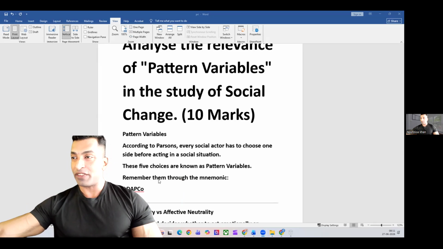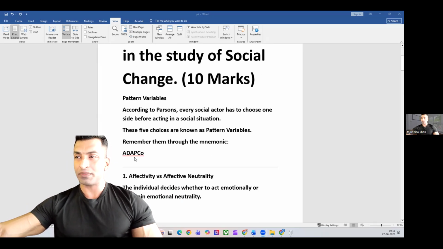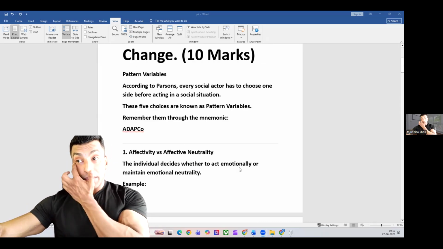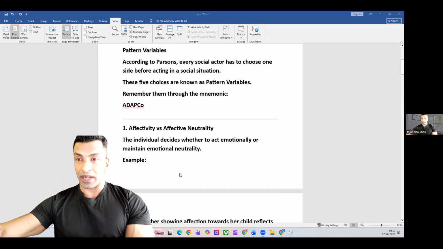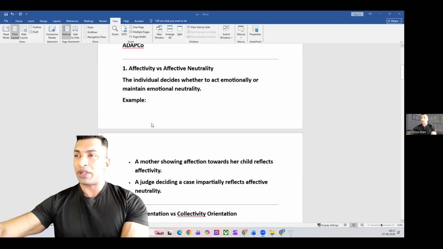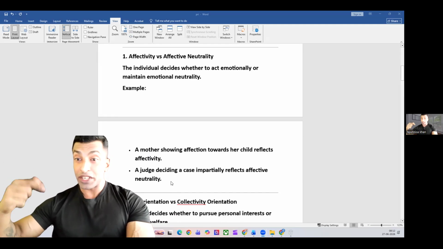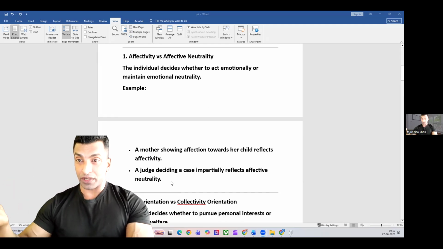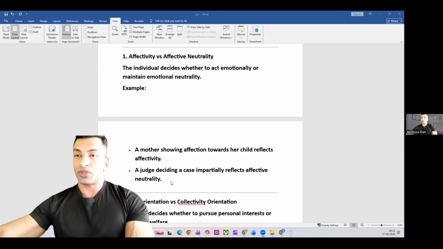So pattern variables, you can remember this mnemonic, right? First, affectivity and affective neutrality. The individual decides whether to act emotionally or maintain emotional neutrality. In traditional society, you mostly behave emotionally. In modern society, emotional neutrality. For example, a mother showing affection towards her child reflects affectivity. A judge deciding a case impartially reflects affective neutrality. A doctor treating a patient, affective or affective neutral? Affective neutrality, right? So he has to treat neutrally.